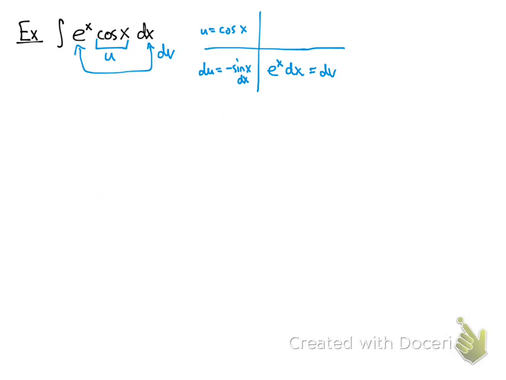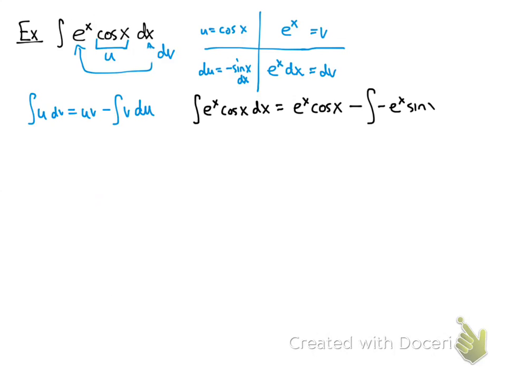And then I take the derivative of u to get du is negative sine x dx. And I take the antiderivative of dv to get e to the x is v, right? If dv is e to the x dx, then the antiderivative of that is just e to the x. Here's my formula for integration by parts. So that means the integral of e to the x cosine x dx, and I just write what's there. uv is e to the x times cosine x, and v du is negative e to the x sine x dx. Okay, so this is good.